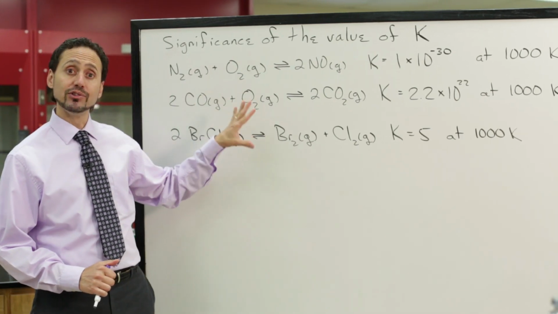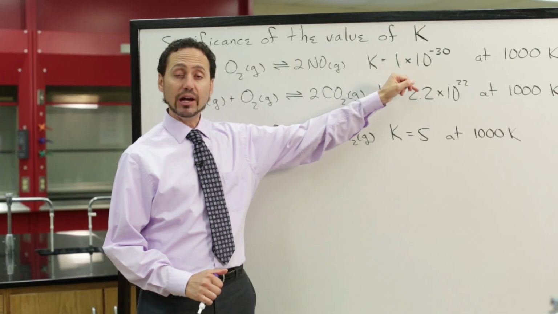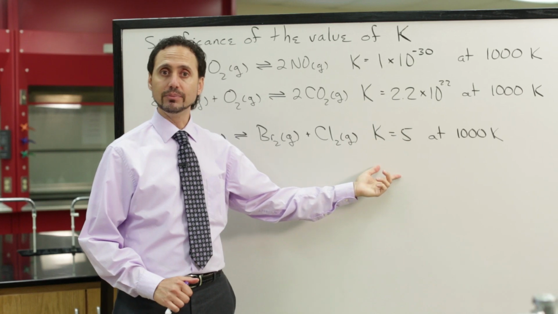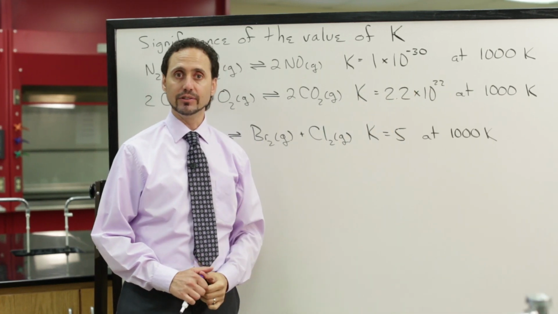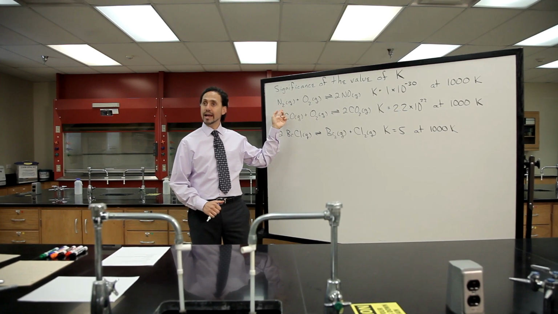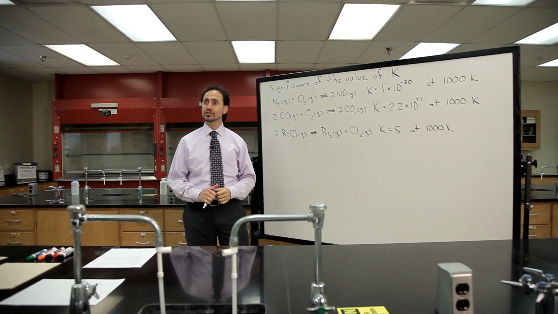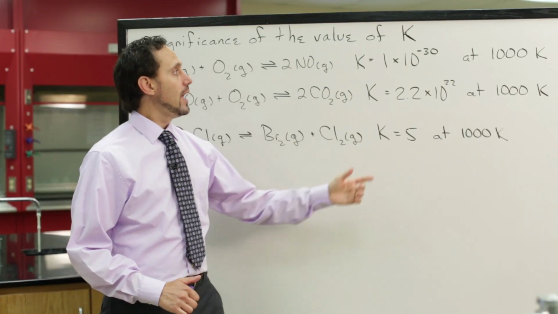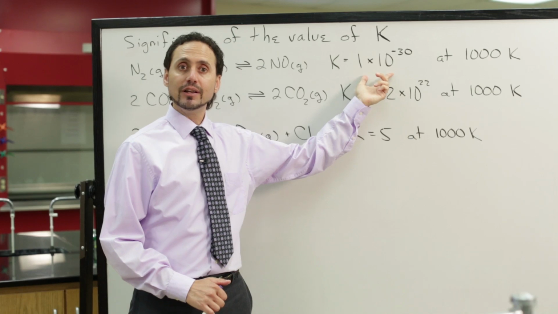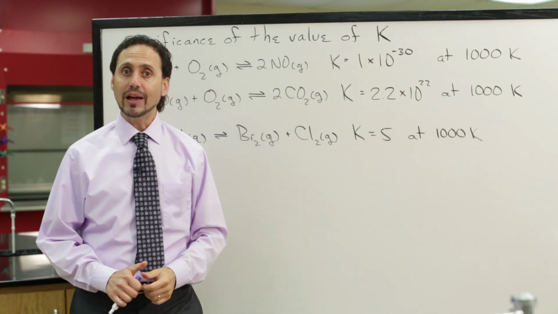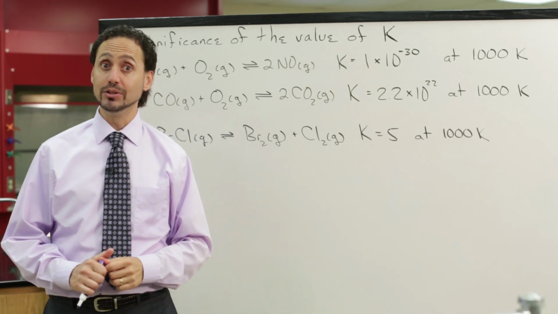I have three examples up here, and I've written out the equilibrium constant value for each of these equilibria at 1000 Kelvin for the temperature. Let's look at this first one, where we have nitrogen gas reacting with oxygen gas to produce nitrogen monoxide. If we look at the equilibrium constant, it has a value of 1 times 10 to the minus 30. That's a very, very small number.